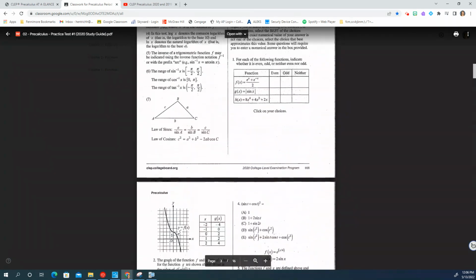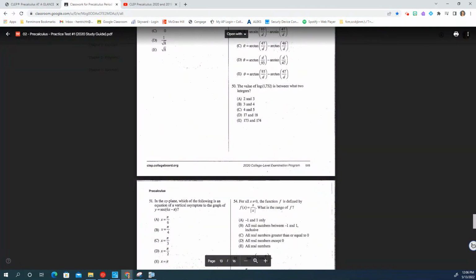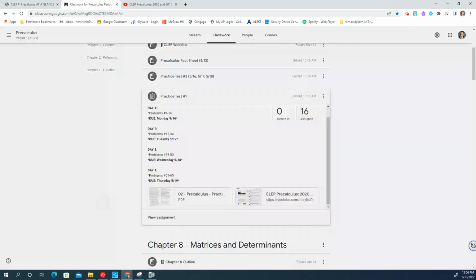Is there an answer key? Maybe there's not an answer key. I will have to look. I think there should be one.